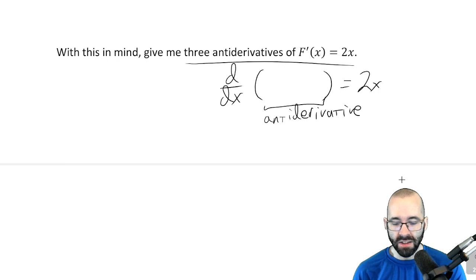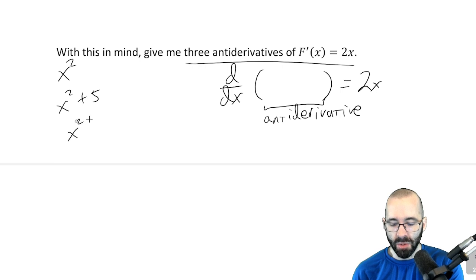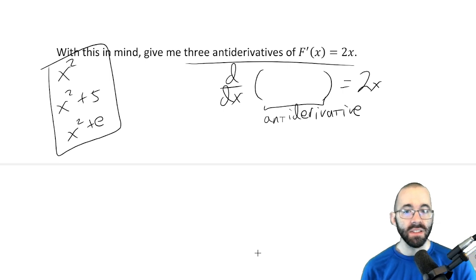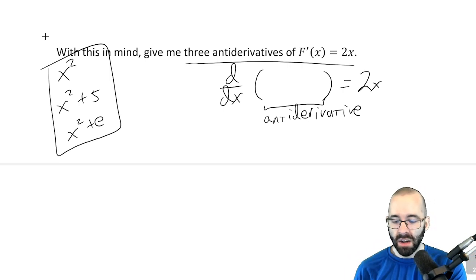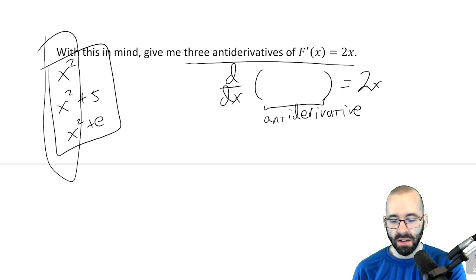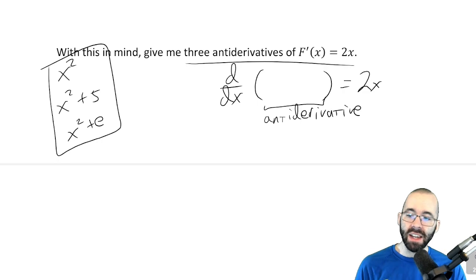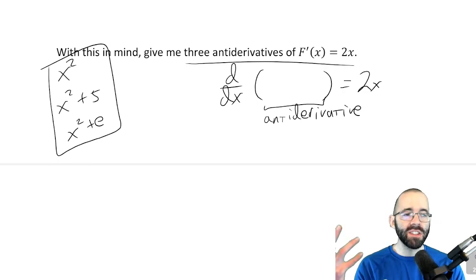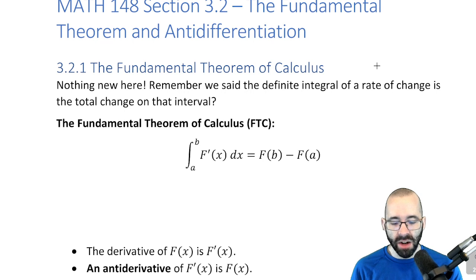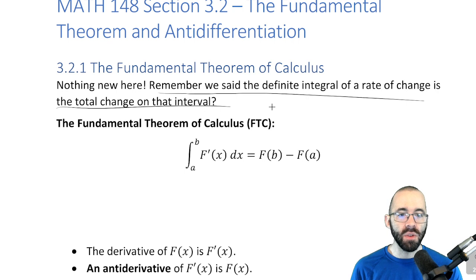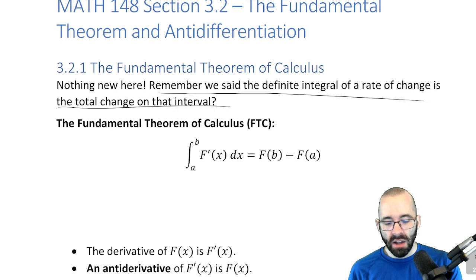Okay, so 3 different antiderivatives. It could have been x squared, x squared plus 5, or x squared plus e. And in general, antiderivatives are just going to be some core piece plus any constant that we want. And we'll introduce that and formalize it in the next video. But this is just a little introduction to antiderivatives. The fundamental theorem of calculus was basically just putting last section into math. The definite integral of a rate of change is the total change on that interval.